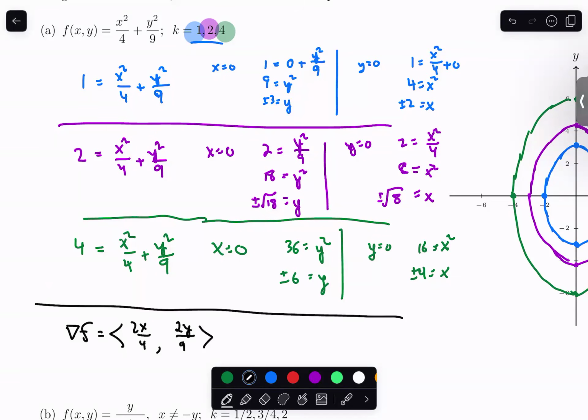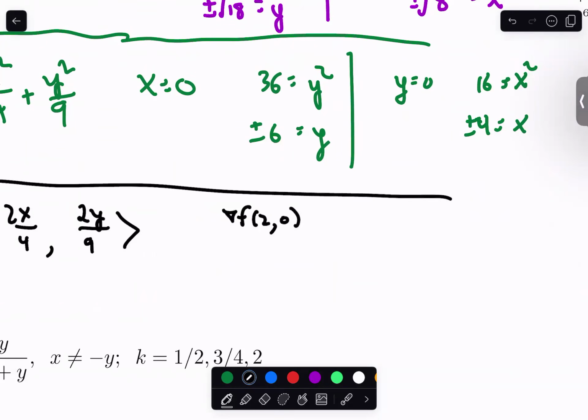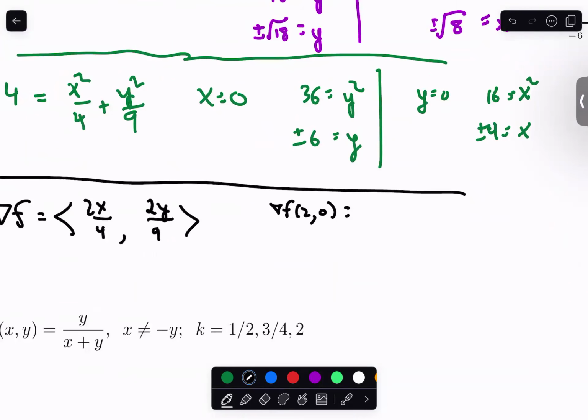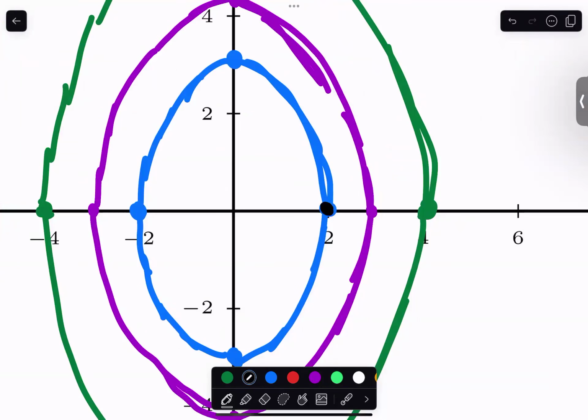So let's first plug in, well, an easy one would be like 2, 0. So I want the gradient of f at 2, 0. When I do that, x is 2, so 2 times 2 is 4 divided by 4. And y is 0, so 0 divided by 9 is still 0. So I'm going to have 1, 0. So at the point 2, 0 over here, my vector is pointing off to the right and not at all up and down. So we have a vector that looks maybe like this, distance 1. 1, 0. That's my vector.